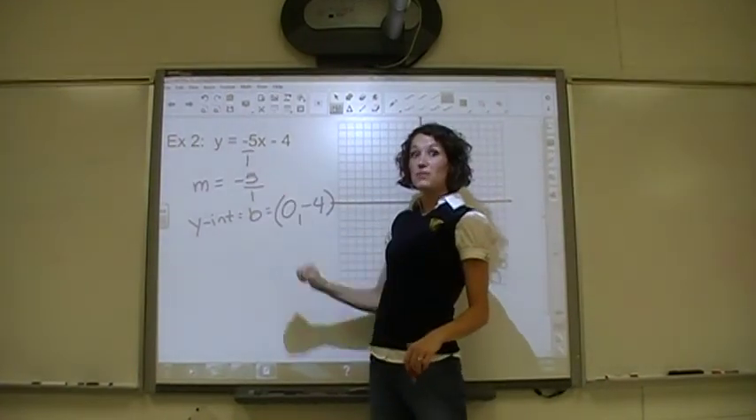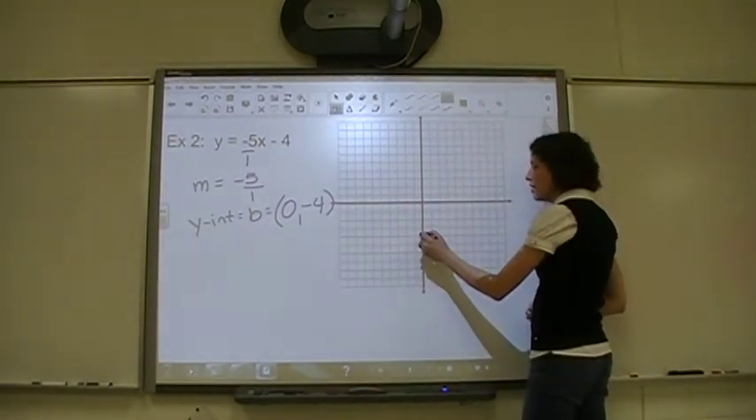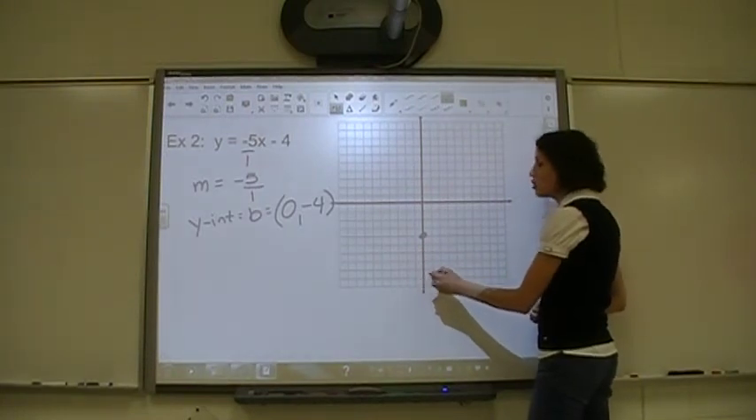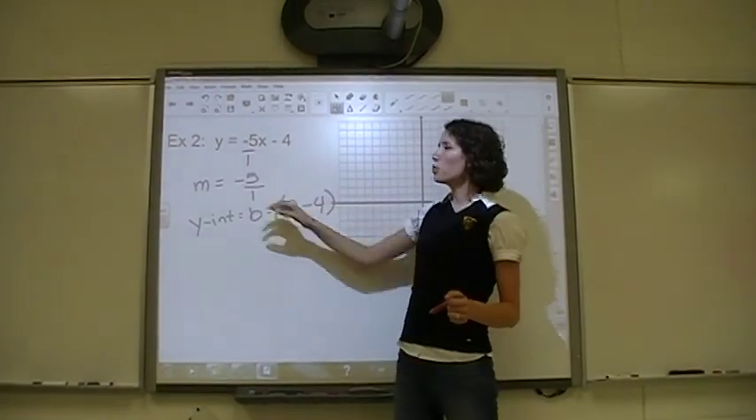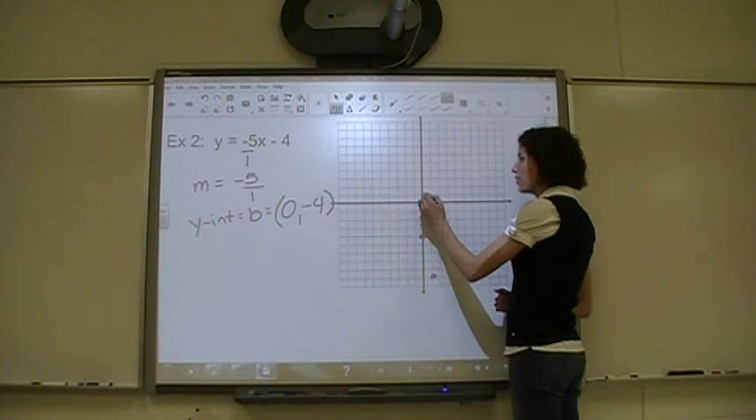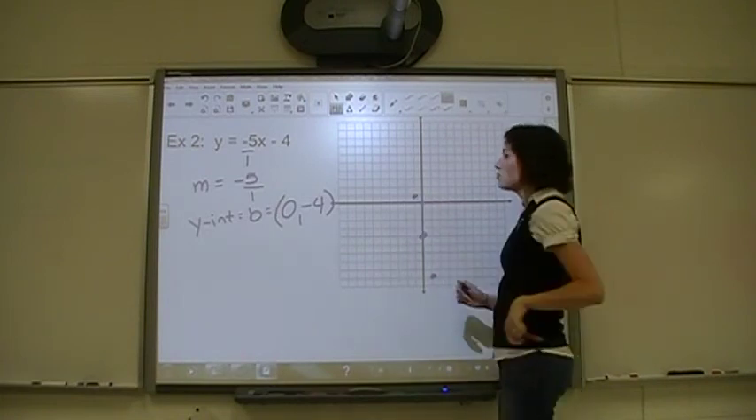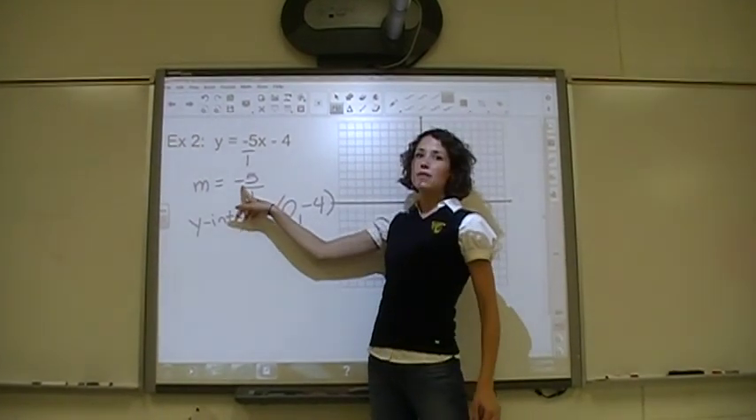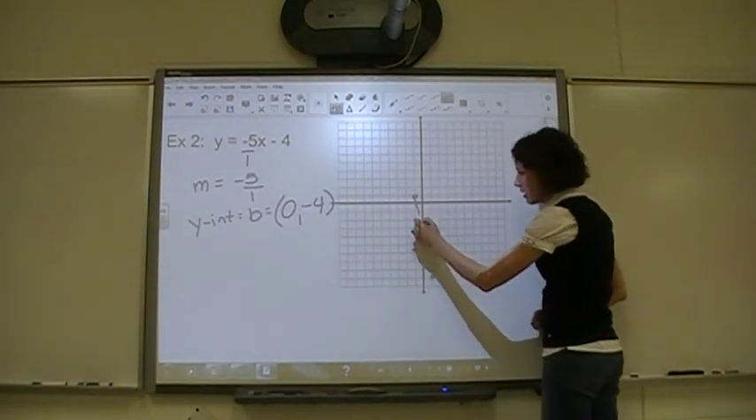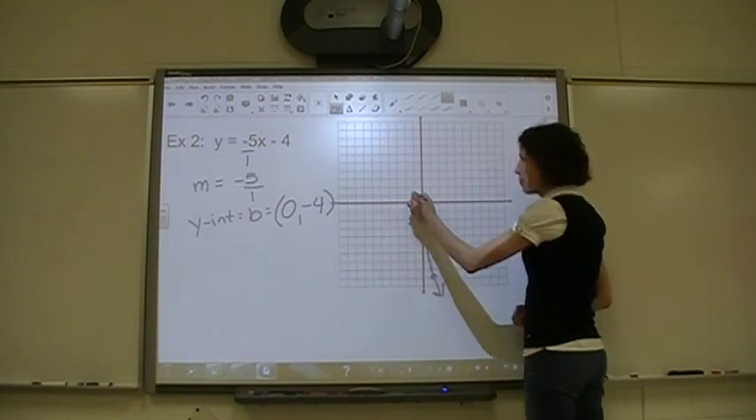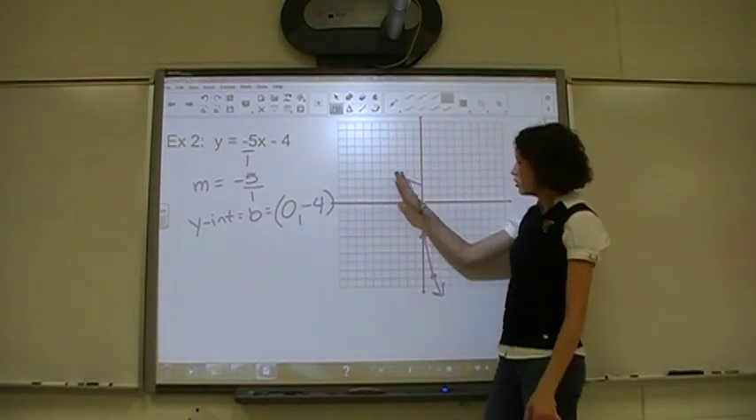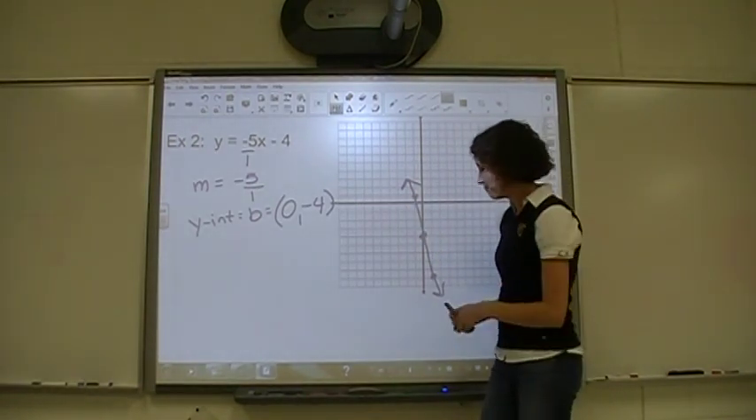Now let's use our slope of negative 5 over 1. So we want to go down 5, 1, 2, 3, 4, 5, and right 1. That's why it is so important that you put your negative 5 over 1, so you remember to run to the right 1. You can also go up 5, 1, 2, 3, 4, 5, and left 1. The reason why we went down is because it is a negative slope. Whenever it's a negative slope, you rise down. So this is going to be our line. And this is the equation, y equals negative 5x minus 4, looks like this on your graph.